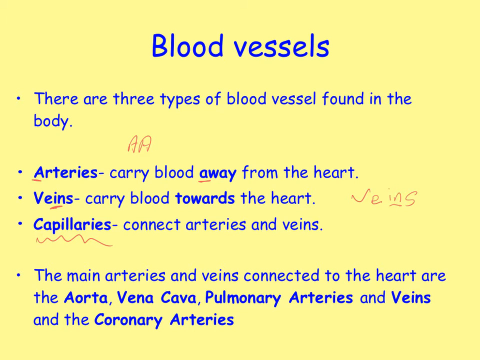Now, the main arteries and the veins that are connected to the heart, we've already mentioned. That's the aorta, the vena cava, the pulmonary arteries and veins, and also, to remember, the coronary arteries. And the coronary arteries, if you remember, they carry blood away from the heart, but by away from the heart, what we mean is out from the chambers in the heart, and they carry the blood just to the heart muscle itself in order to give the heart muscle blood, oxygen and glucose.